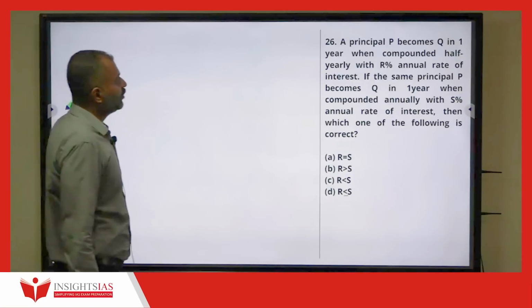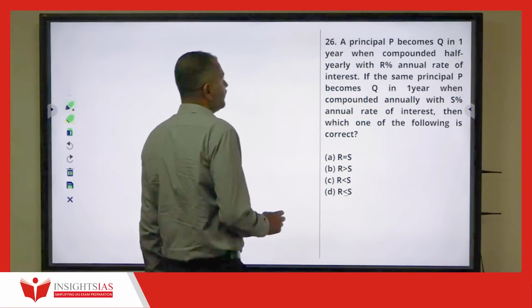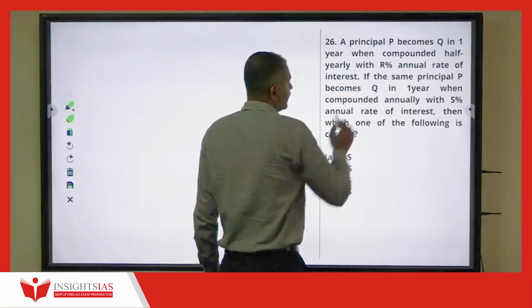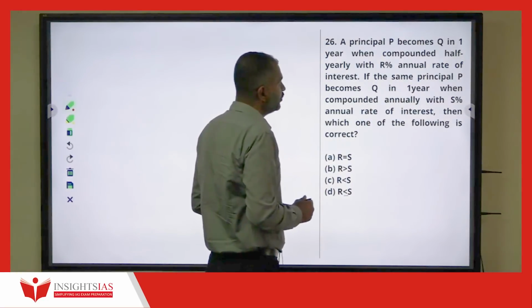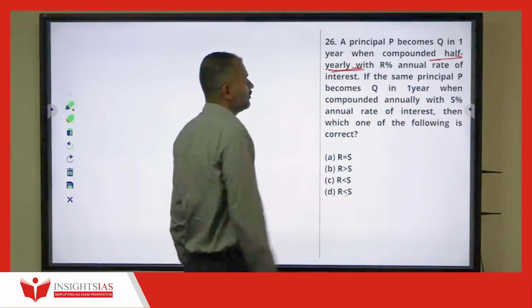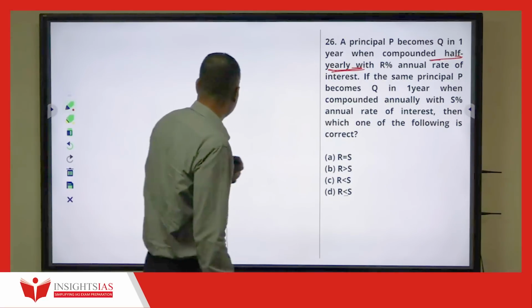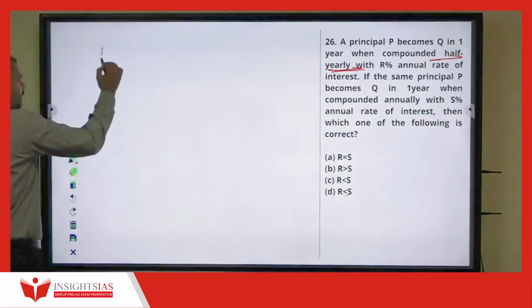A principal amount P becomes Q in 1 year when compounded half yearly with R% annual rate of interest. If the same principal P becomes Q with S% annual rate of interest, compounded yearly, then which one of the following is correct? This is a compound interest half yearly question. Let's say, for example, 10% per annum.